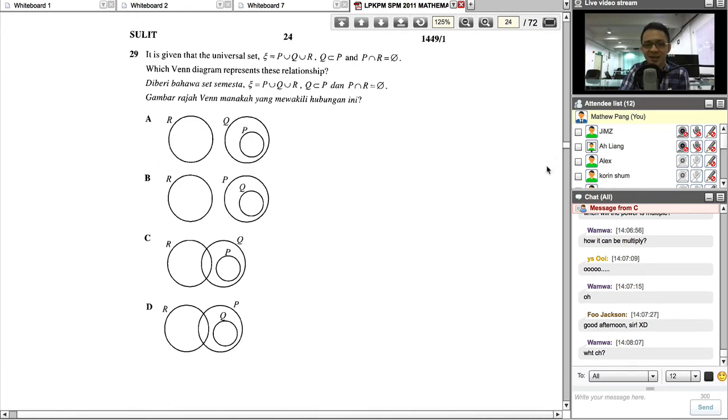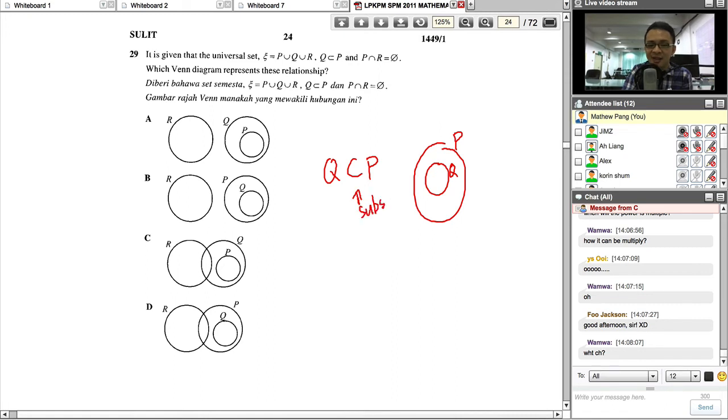Alright, then we can go to sets. Alright, set I think is quite simple. This is intersect, this is union, this is subset, this is empty set. So you must understand all this. Alright, so Q is a subset of P. Means what? Q must be inside of P. This is P, this is Q. This is the meaning of subset. Okay, this is subset, just in case you forget everything about sets. Okay, and P intersect R is the empty set. Means what? P and R do not intersect.